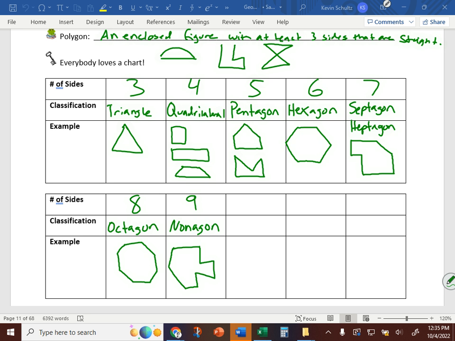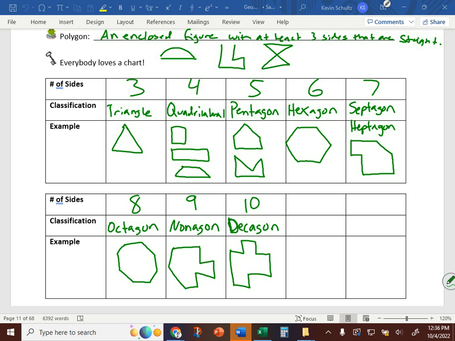How about a 10-sided shape? Decagon. Not Pentagon, that's not what it is. Decagon. There we go. Let's see, we can do 1, 2, 3, 4, 5, 6, 7, 8, 9, 10. I can't draw stars very well. I'm not an artist. I'm really not.